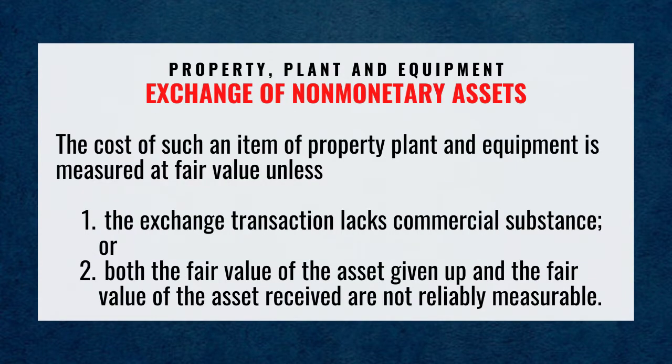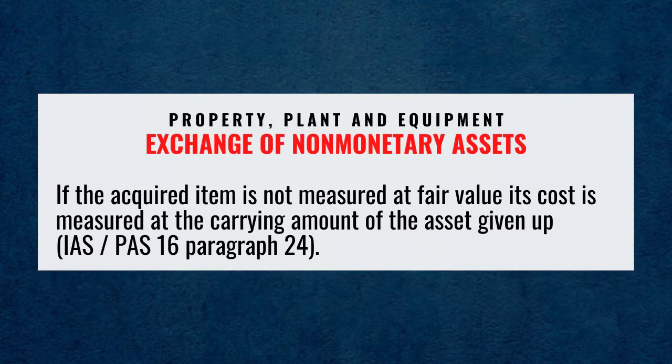The cost of such an item of property, plant, and equipment is measured at fair value unless, first, the exchange transaction lacks commercial substance, or number 2, both the fair value of the asset given up and the fair value of the asset received are not reliably measurable. If the acquired item is not measured at fair value, its cost is measured at the carrying amount of the asset given up. IAS or PAS number 16, paragraph number 24.